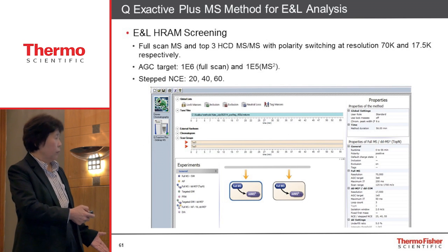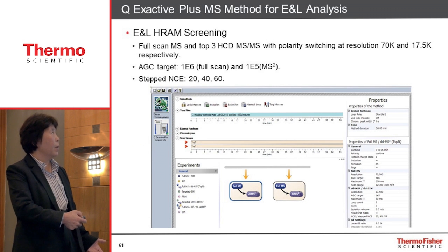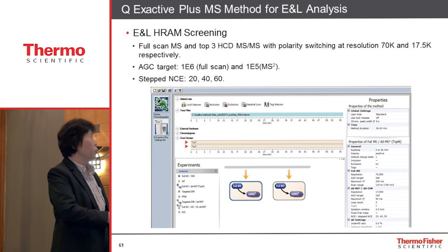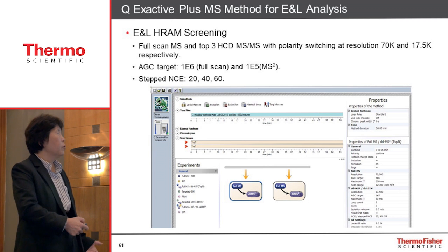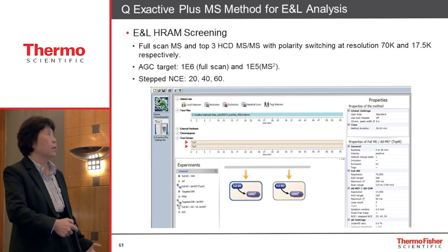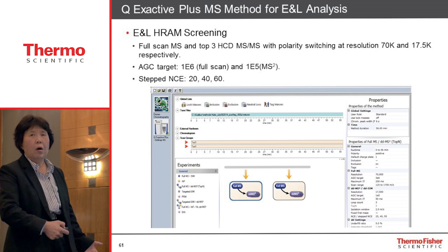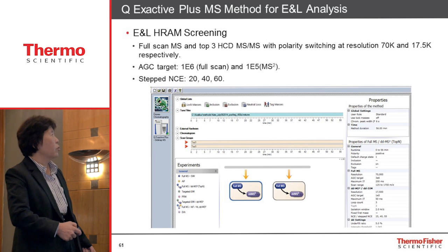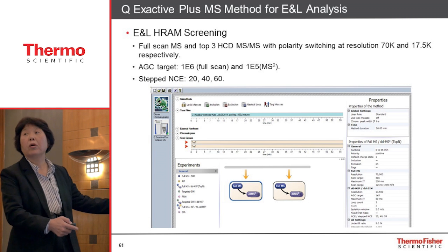So, this is a mass spec method, very simple. We call this a generic high resolution screening method. You just full scan top 3 MS, and then we can do polarity switching on the fly, right? And then you just drag and drop all the icons here, and then specify the mass range and resolution you want. You're ready to go.